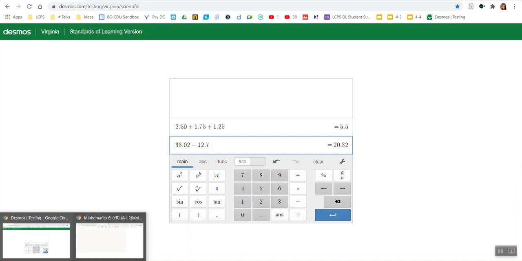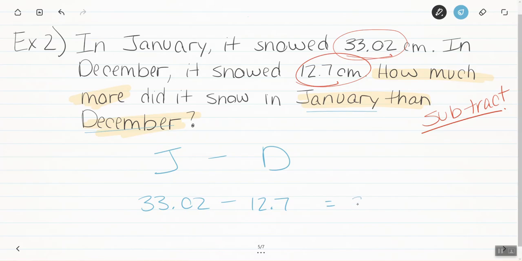So if I come back to my notes, I get 20.32, and I need to label as my last step. So I get centimeters for that one. 20.32 centimeters.